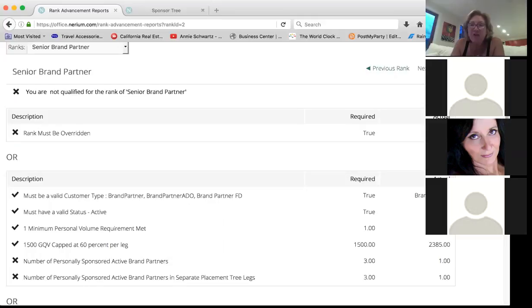So if you had 1 personally sponsored brand partner in each of your legs, and they had their active ADO, and their ADO was at 100, and they ended up getting 3 personally sponsored customers at $100, let's say, they would have 400 in volume, and each of their brand partners would have approximately 400 in volume. In total, you need 1,500 down here where it says required, 1,500 for senior brand partners.